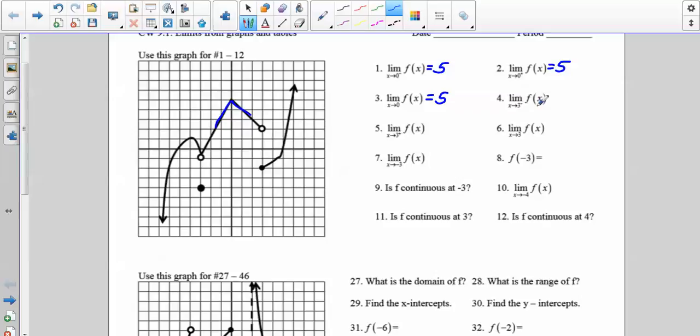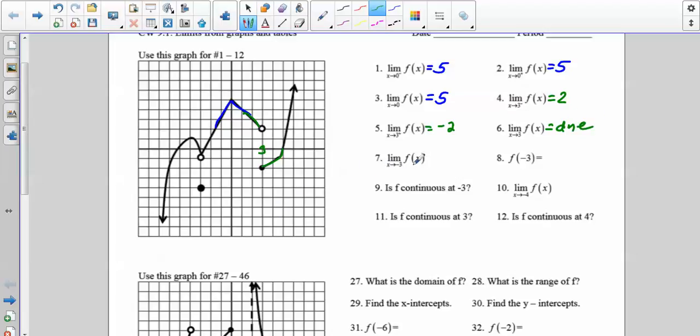And number 4, the limit as x approaches 3 from the left. So 3, 1, 2, 3. Let's switch color. So here's 3. As I approach 3 from the left, I'm approaching y value 2. And as I approach 3 from the right, I need to go to the right of 3 and get closer and closer to 3. I'm approaching the y value of negative 2. So the limit of f of x as x approaches 3 does not exist because the left limit is not the same as the right limit. Does not exist.